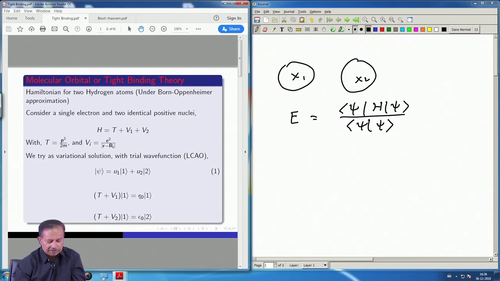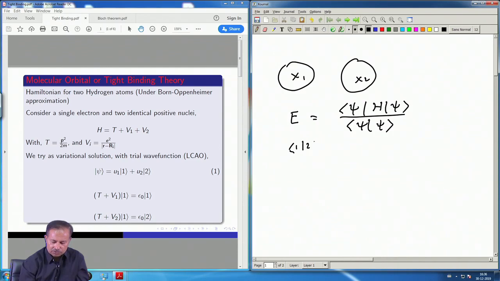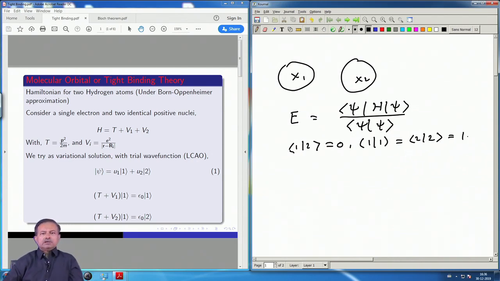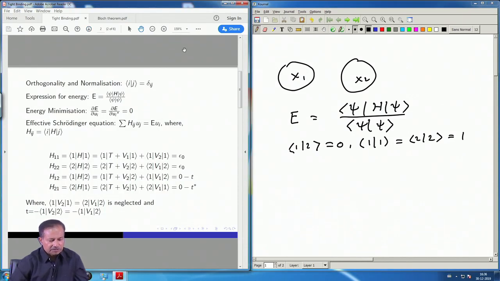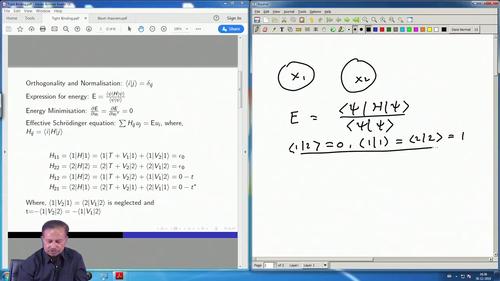So, this is how we started, and then we assume that <1|2> equals 0 and <1|1> equals <2|2>, that is, these are orthonormalized. Then we define different matrix elements. So, let me show you these matrix elements. This S_ij equal to delta_ij gives me the same approximation as this one. So, the variational energy is given already, and minimization involves the parameters as we wrote.